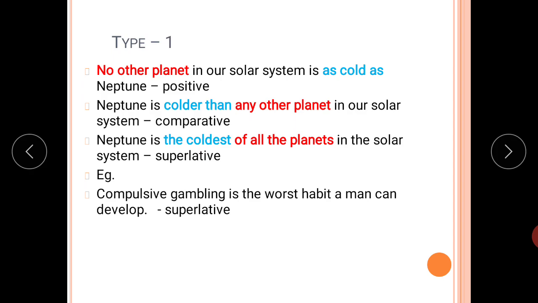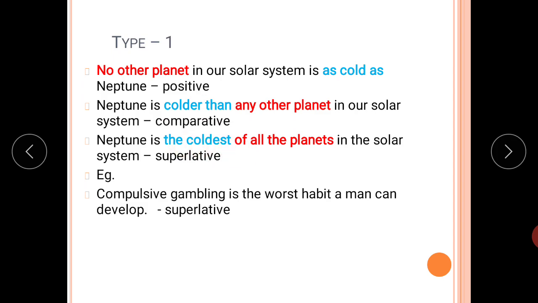In this type, the given statement is about the superlative: no other thing is compared to that particular thing. So when we compare other planets for its nature of cold, Neptune is the coldest. No other planet in our solar system is as cold as Neptune. So this is type 1. No other planet, any other planet, in the superlative "of all the planets". The degree is positive "cold", here it is "colder than", and here "the coldest".